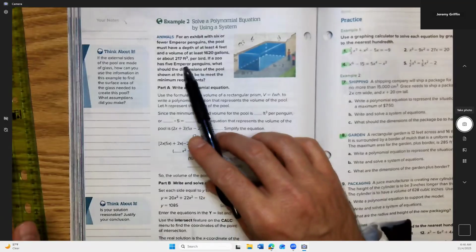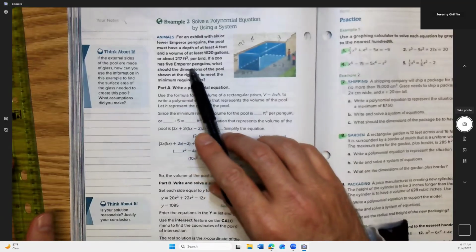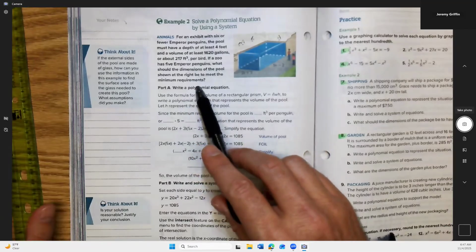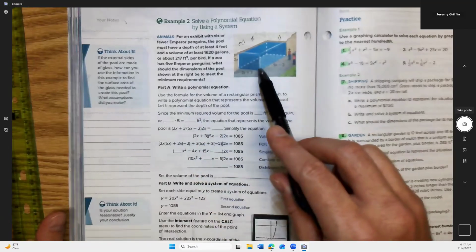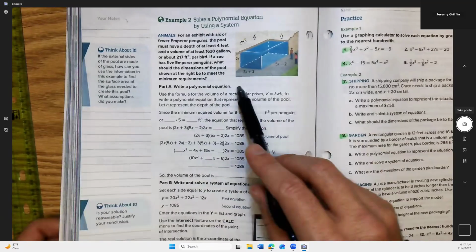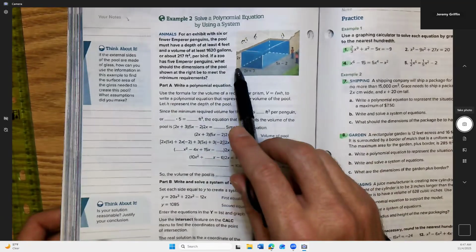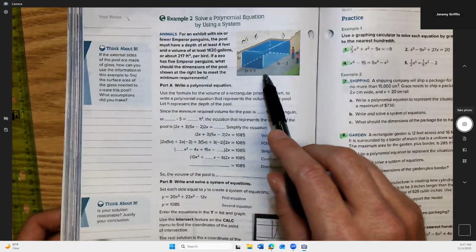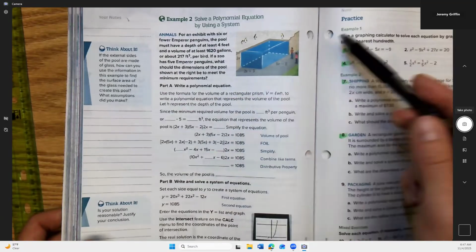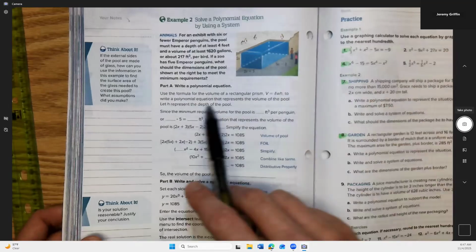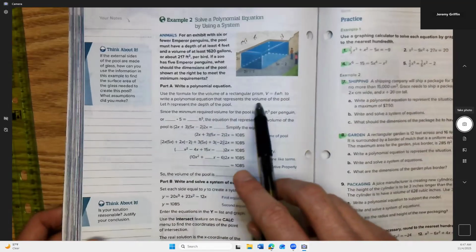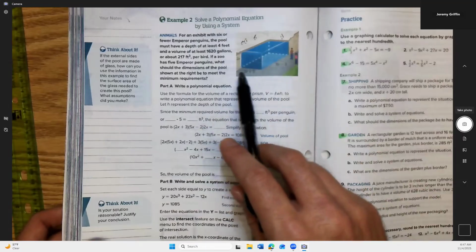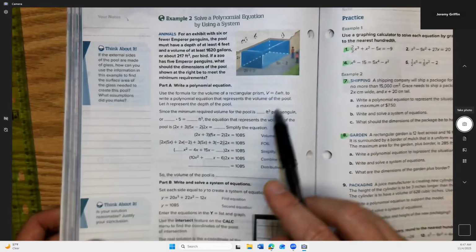If a zoo has 5 emperor penguins, what should the dimensions of the pool be to meet the minimum requirements? Looks like they have this other requirement for certain ratios of dimensions. So if they call the height 2x, they want the width to be 2x plus 3, so 3 feet more, right? And then the length to be 5x minus 2 for whatever reason. So what you can do is set up volume equals length times width times height. So you can multiply these 3 dimensions: 2x times 2x plus 3 times 5x minus 2.